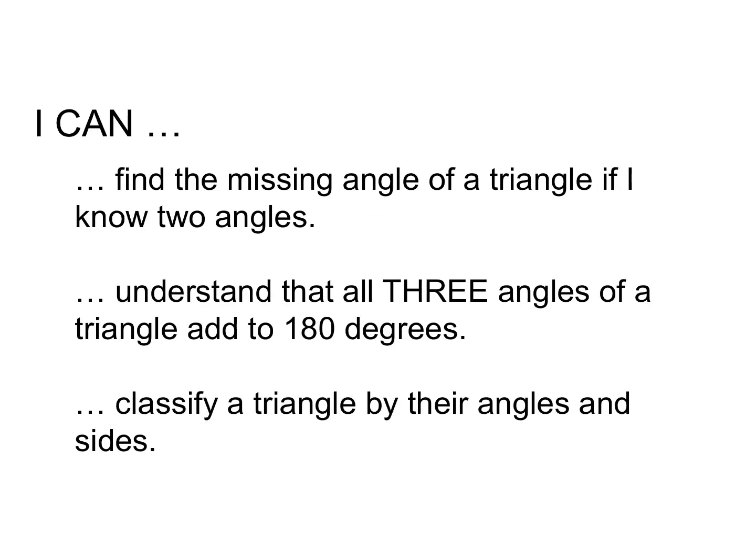The I can statements for today are that we can find the missing angle of a triangle if I know the 2 other angles of a triangle, and I understand that all 3 angles of a triangle add up to 180 degrees. And then we're going to be able to classify a triangle by their angles and sides. So that's our goal for today. This is what we're working on. There's a lot of information going on right now, okay?